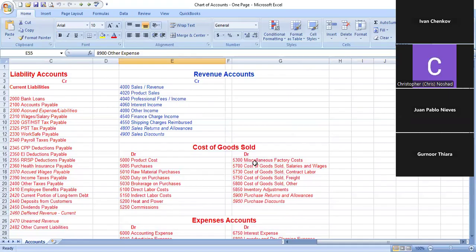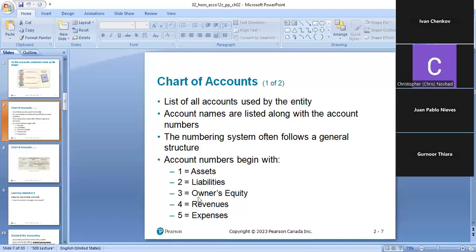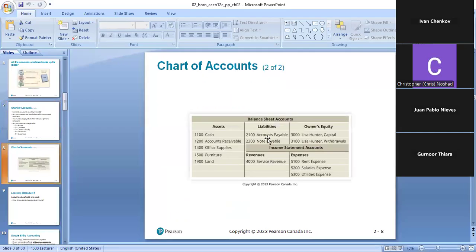Okay, let's go back to the slides and continue with the slides with the account numbers. Again, 1 assets, 2 liability, 3 owner's equity, 4 revenue, 5 expenses. This is another example for you to see it on the balance sheet. Since assets equal liability plus equity, we're going to have 1, 2, 3. Income statement, we're going to have 4, 5, 6, 7, 8 expenses.